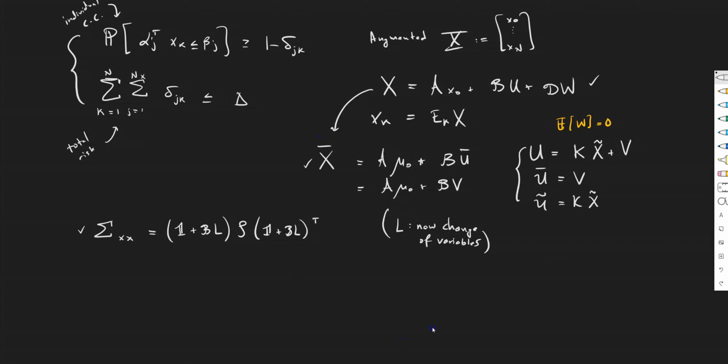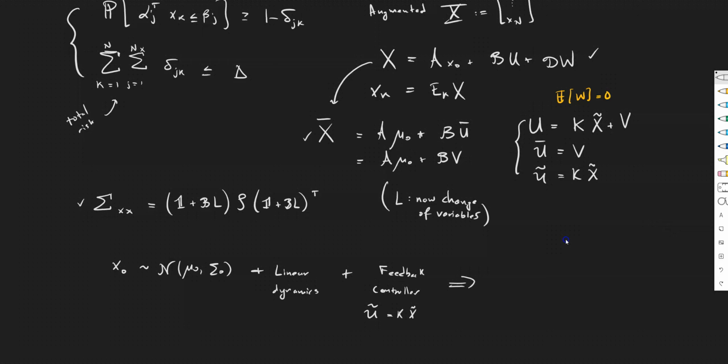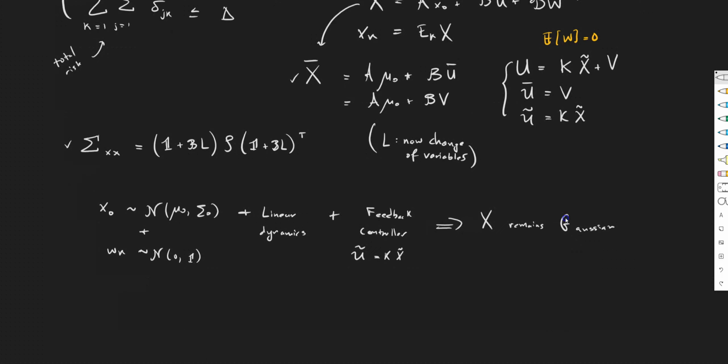And the dynamics are linear. This is very important, because since the dynamics are linear, and since the initial condition is a Gaussian distribution, so initial condition is Gaussian plus linear dynamics plus feedback controller, right? Because u tilde is equal to k times x tilde. So all three of these things combined, initial condition is Gaussian, linear dynamics, feedback controller, all imply that the state process x remains Gaussian. I should also mention here that we have Gaussian disturbances too. So we have Gaussian disturbances, a Gaussian initial condition, linear dynamics, and a linear feedback controller. All of these points imply that the state process remains Gaussian over time.